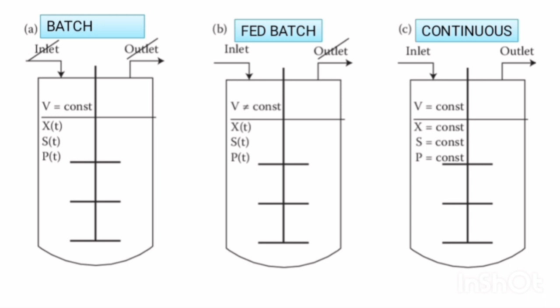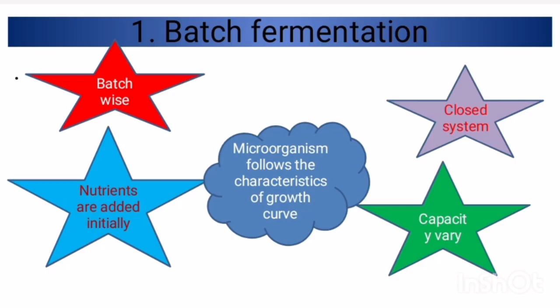But in the case of continuous fermentation, we provide the substrate continuously and collect the product many times. So the addition of media and the collection of product are required many times. So it is an open system. First, we can discuss batch fermenter or batch fermentation. Batch fermenters are used to carry out microbiological process on a batch basis.